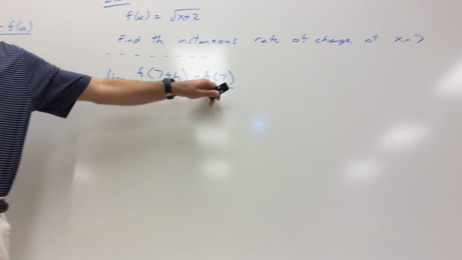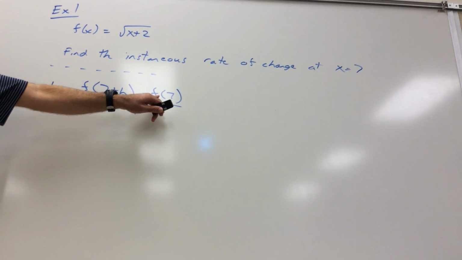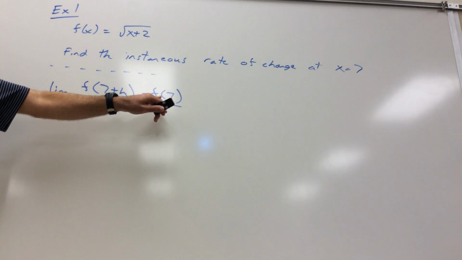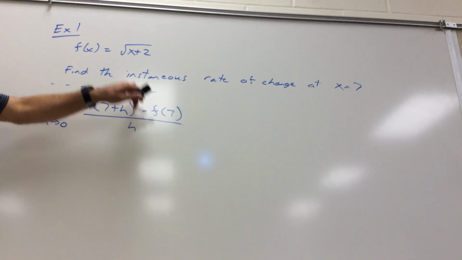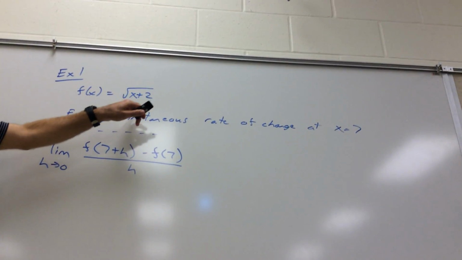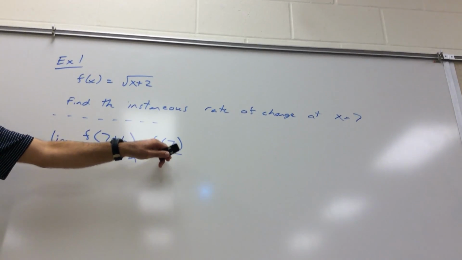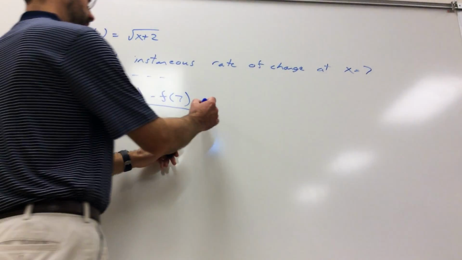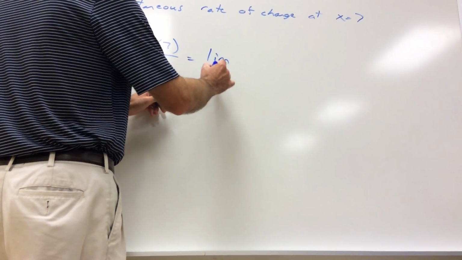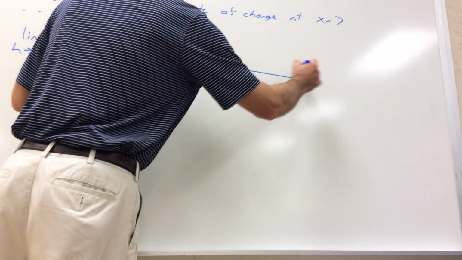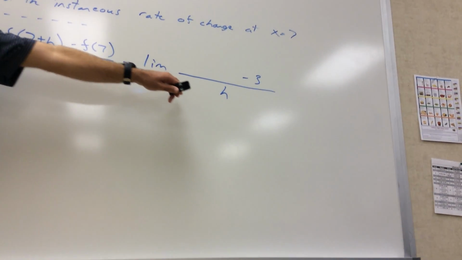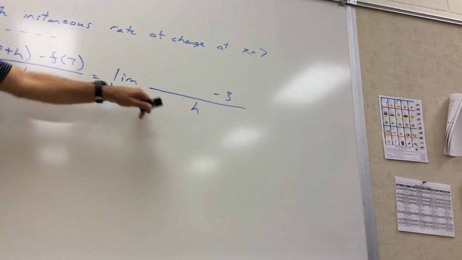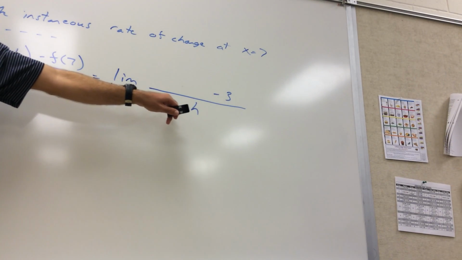Okay, what does f of 7 mean? The y value at 7. And how do you find the y value at 7? Plug it into the formula, right? So that's going to be 7 plus 2, which is 9. And then the square root of 9 is 3. So this is going to be minus 3 at the end there. So I'm just filling in the minus 3 and then recopying the limit and the h.